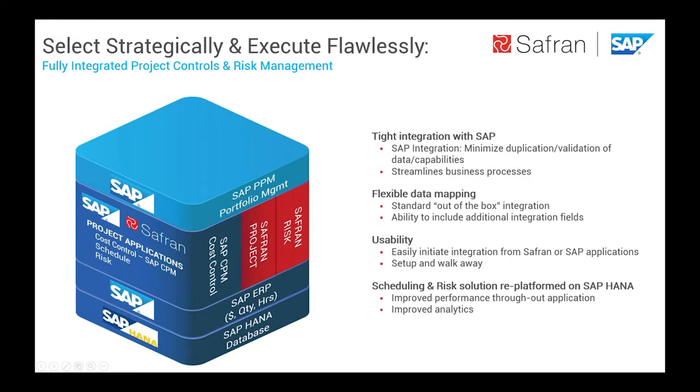All right, we're now taking a look at how this actually works, and just to summarize a few points at the end here. The goal of this, again, is to create a fully integrated project controls and risk environment. And SAP being such a prevalent ERP system, we've seen that the opportunity here to make an improvement is great. And we created a tight integration with SAP. And the goal, of course, is to streamline business processes and minimize duplication and validation of data capabilities. You have seen here a flexible data mapping approach. We have a number of standard out-of-the-box integration points. You have the ability to also include additional integration fields. This is a flexible product in that regard.